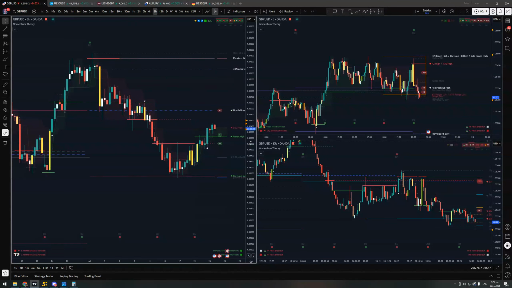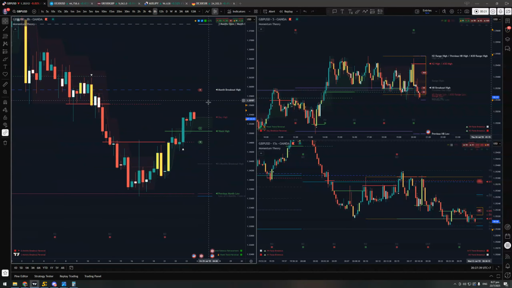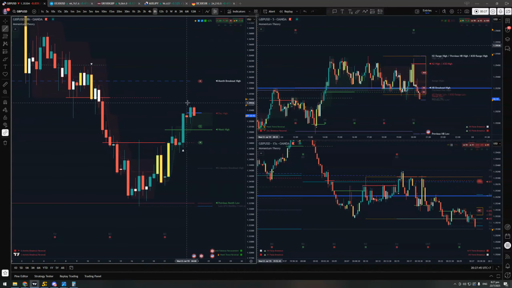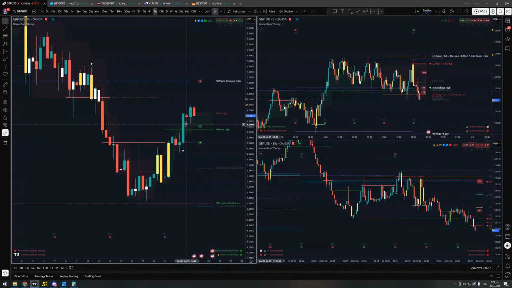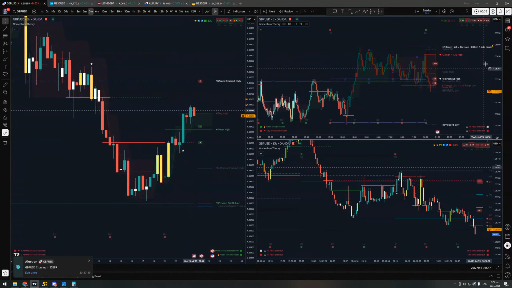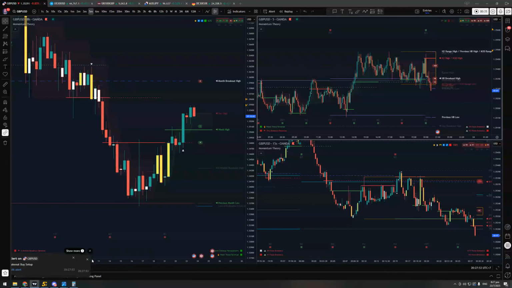setup here. Trend retracement setup. Want to see price retrace back to the H8 breakout level, fake out the momentum time frame, flip, and I want to take it back up to at least the high of this bar. So I took a similar trade in London, and I spoke a lot about this.